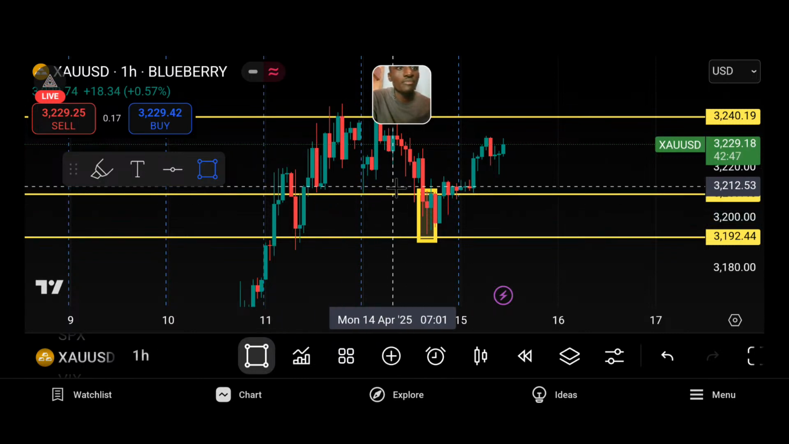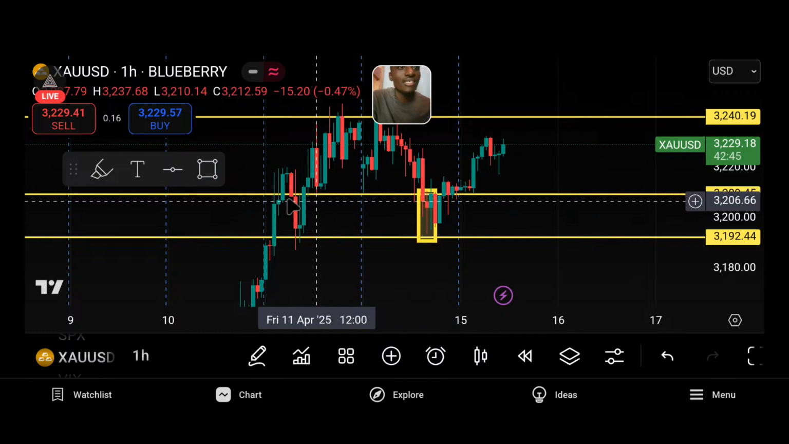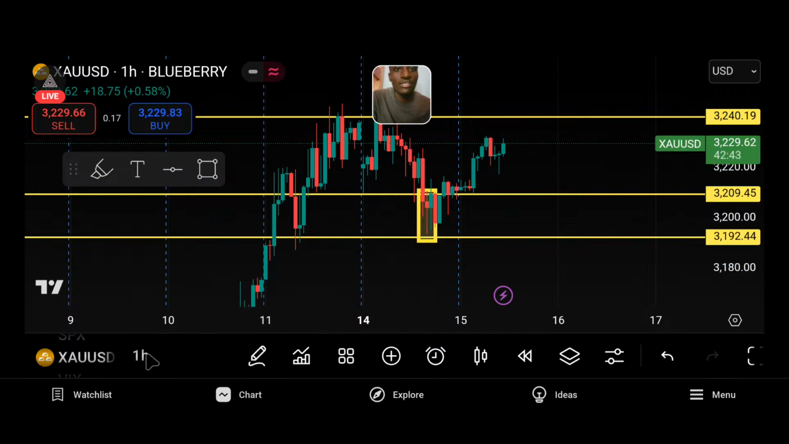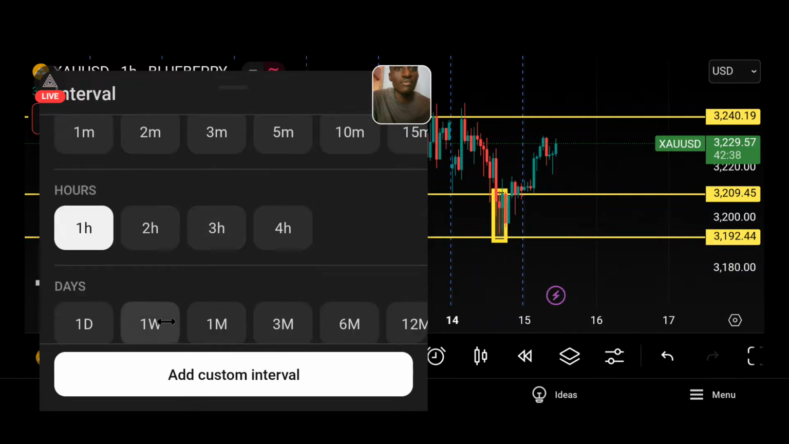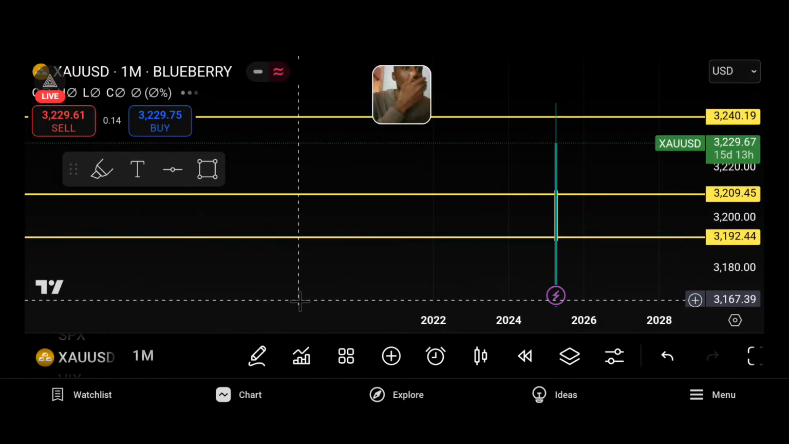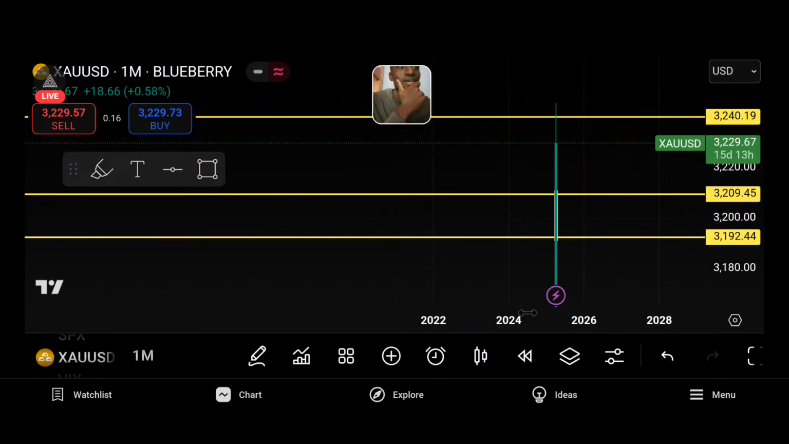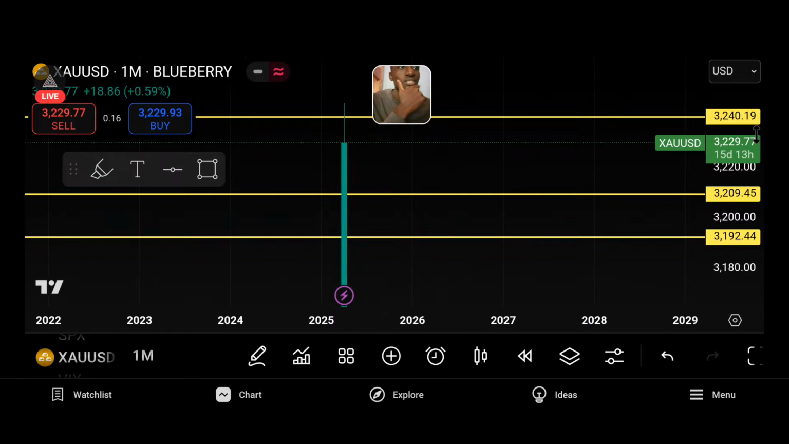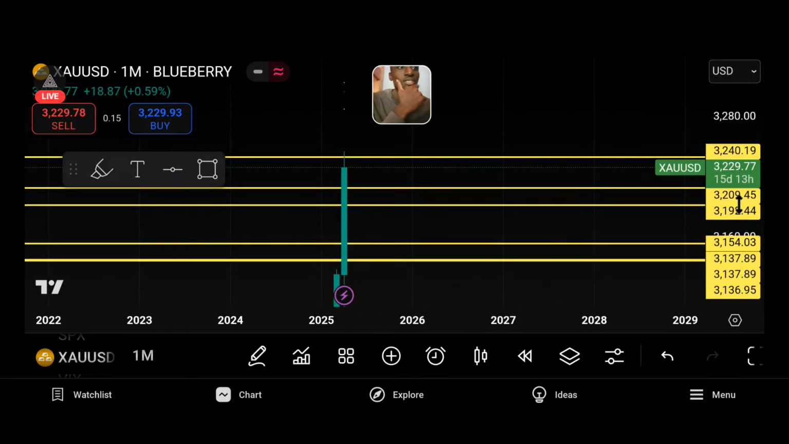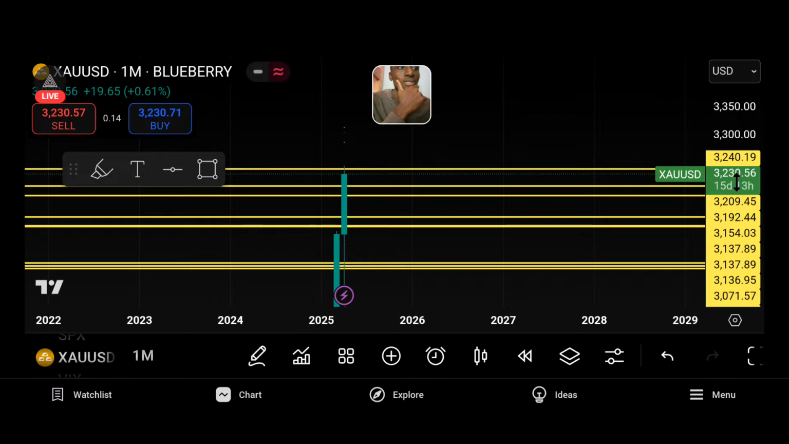So for today, let's start with the monthly time frame. We want to go to the monthly time frame. All right, so let's start by looking at the monthly time frame. Let me just fix my chart, wow, too many lines.